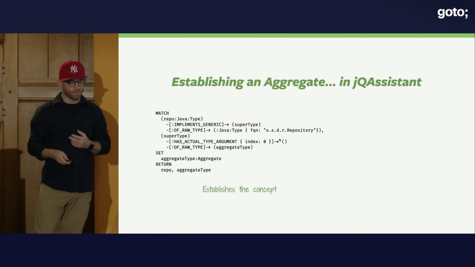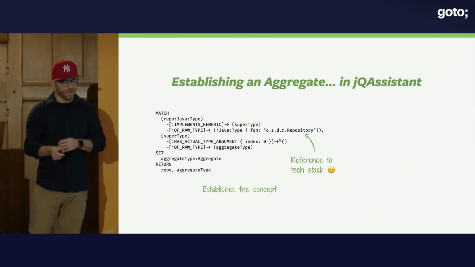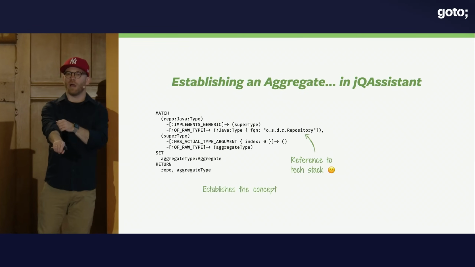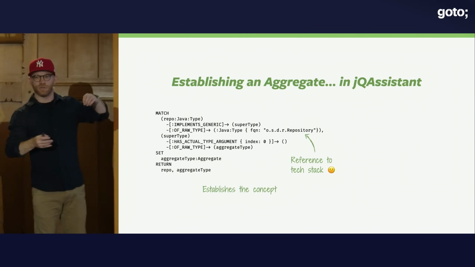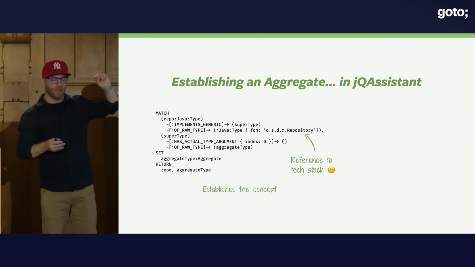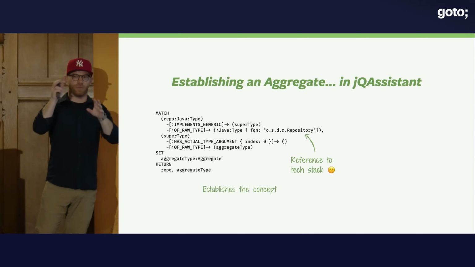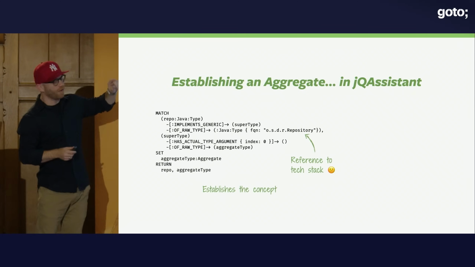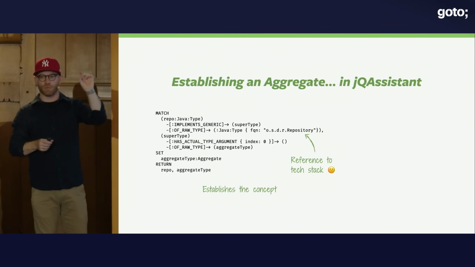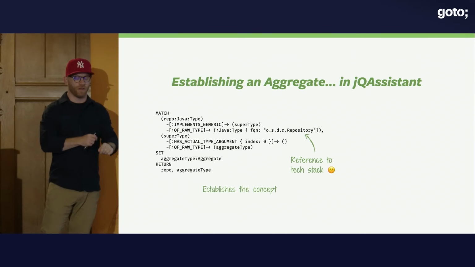What's remarkable here is that in this case, how does it know how to find an aggregate in the first place? We actually have to teach it. And what we're doing here, and we're going to come back to that in a second as well, is that this, in this case, references a Spring Data repository base interface, right?